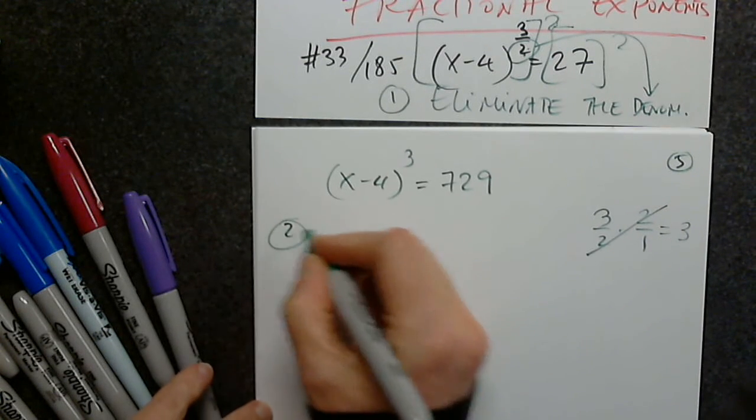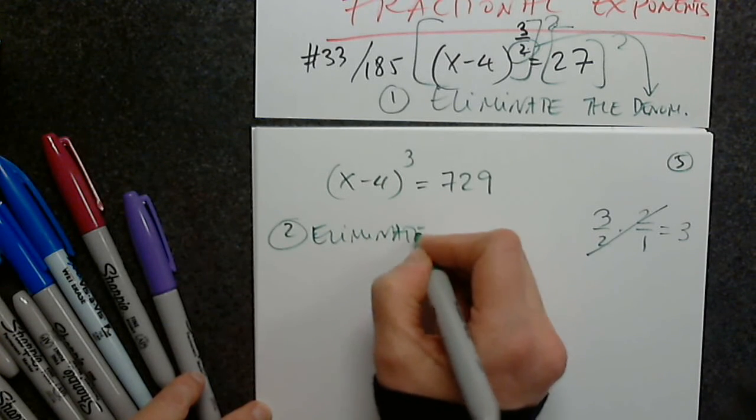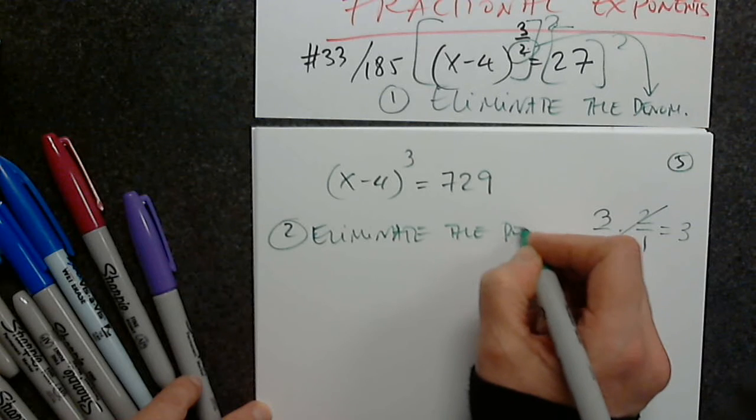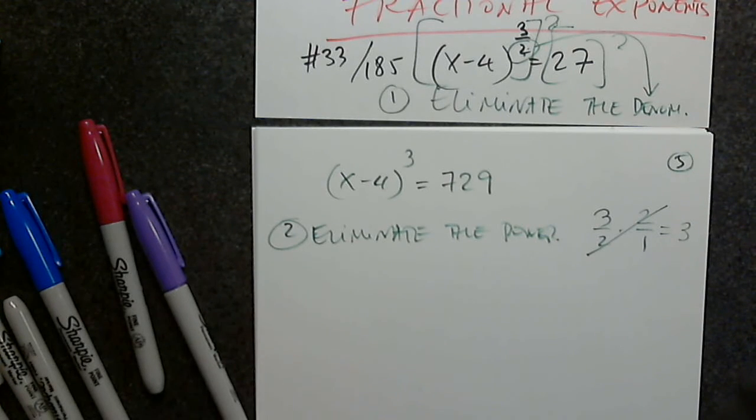In step 2, now eliminate. If you always in these situations follow these 2 steps, you will not have to memorize anything other than the steps. The first one, eliminate the denominator. The second step, eliminate the power. You will not have to analyze anything. You're not going to have to split hairs. But that's my opinion. It's up to you.